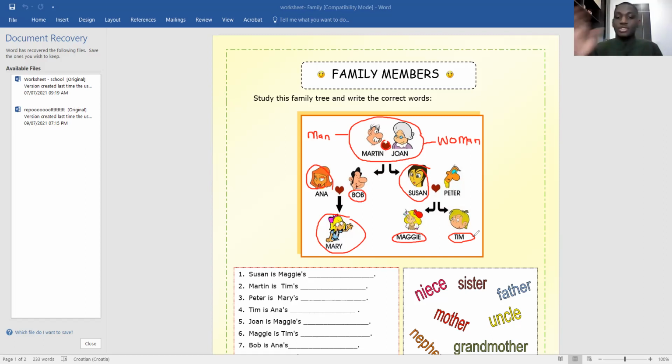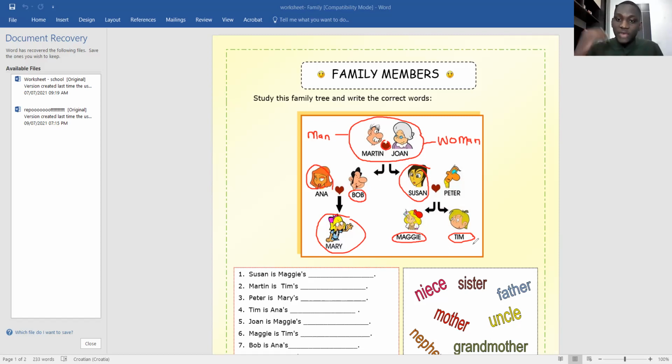So this is how to study the family tree. Again, Martin and Joan have 2 kids. They are Bob and Susan. Bob married Anna and has a daughter, Mary. Susan married Peter and they have 2 kids, Maggie and Tim.